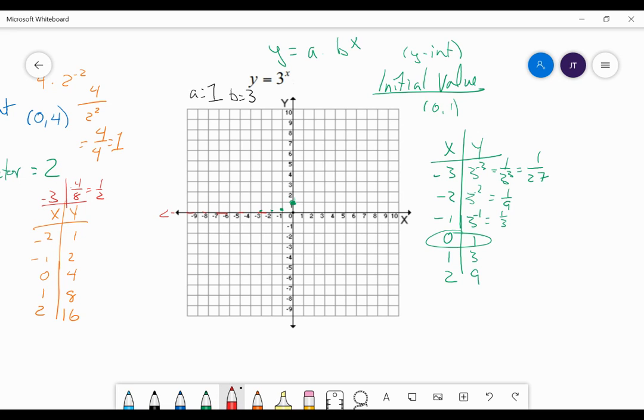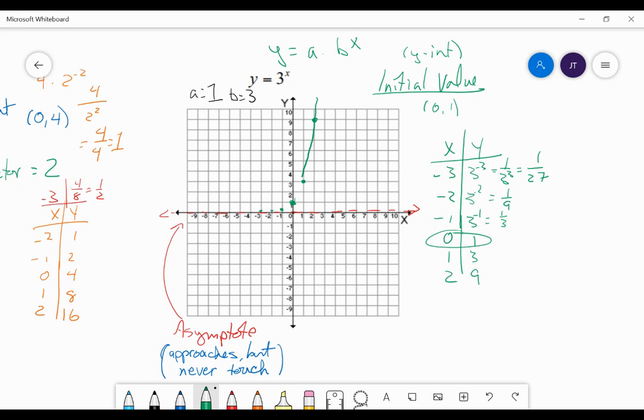That's why this right here is called an asymptote. That just means that you approach it, but you never touch it. It gets closer and closer to 0, the graph will, but it will never actually equal 0. Now we finish graphing. (0, 1), we have (1, 3), and then (2, 9). And here's the shape of our graph.